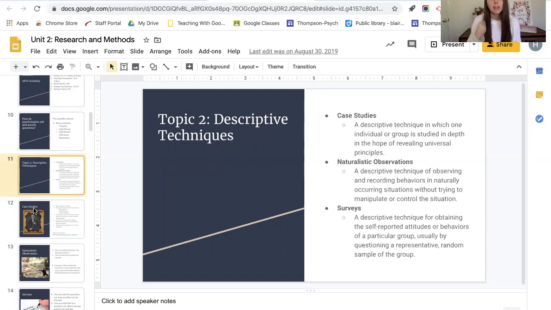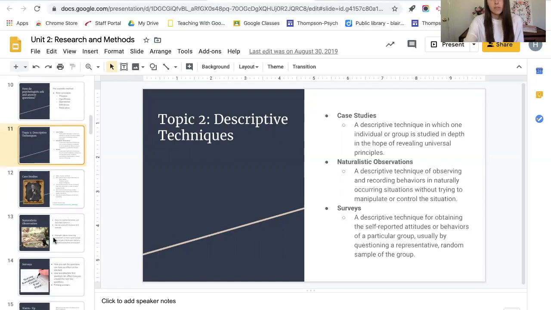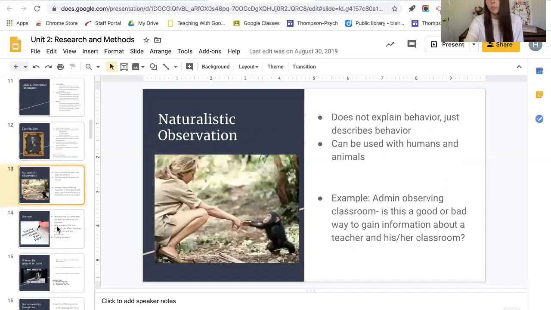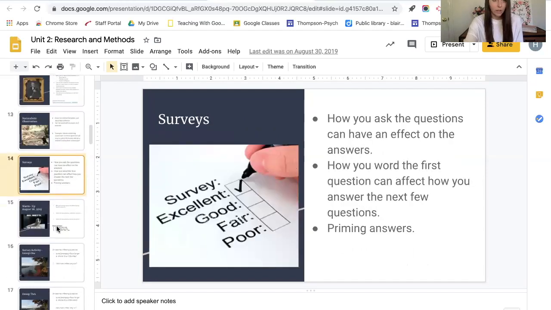Naturalistic observation is also a good one, just observing and seeing what is happening, right? This is never going to tell us why, but it's going to let us know, like, hey, I see what is happening when I'm not trying to manipulate or control the situation. And then surveys, right? Taking a particular group of people that's representative of a population and just asking them questions to gather information that way. So this is all ways that we can do research. I give you some examples and I tell you the pros and cons of those if you want to go back and look at that.